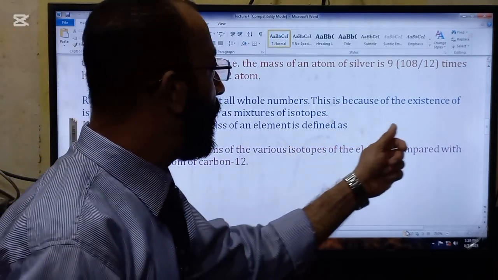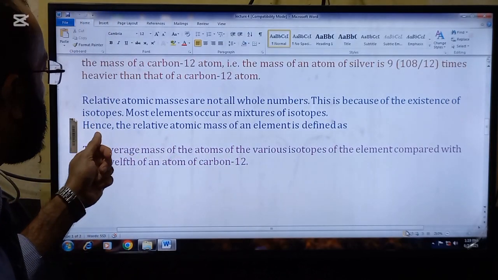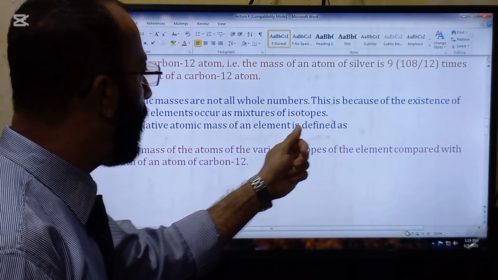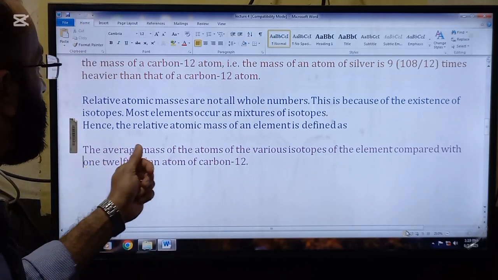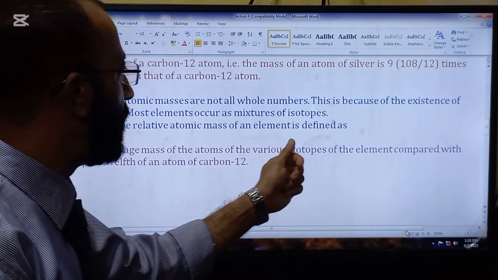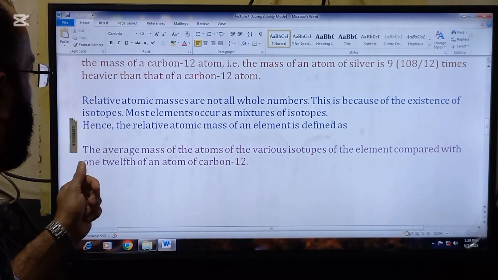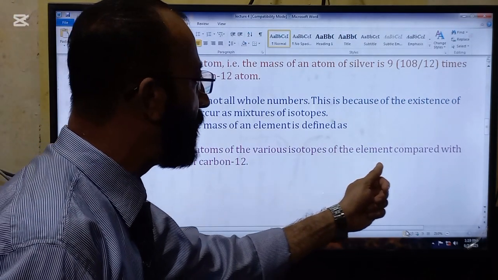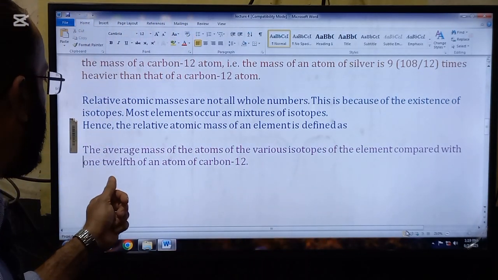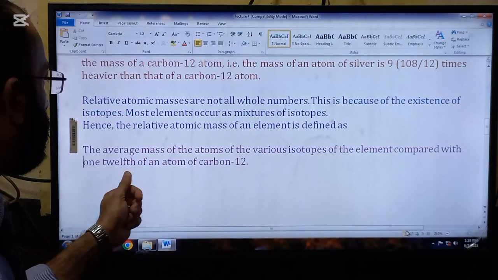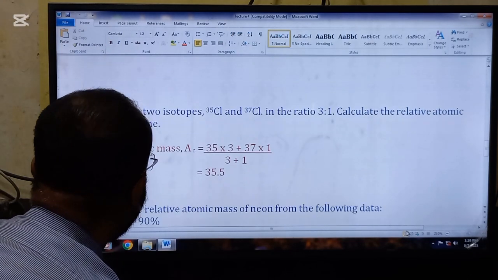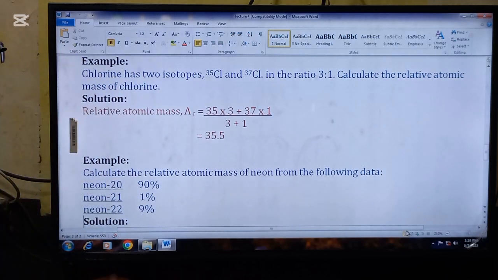This is because of the existence of the isotopes. Most elements occur as mixtures of the isotopes. Hence, the relative atomic mass of an element is defined as the average mass of the atoms of the various isotopes of the element compared with the 1/12th of an atom of the carbon 12. So look now, the example will clear your concepts.